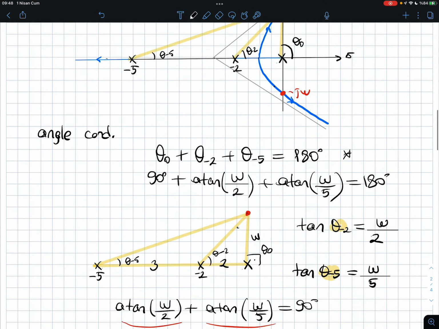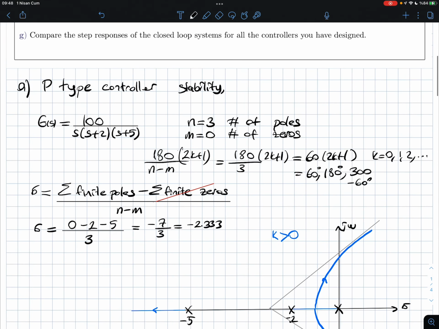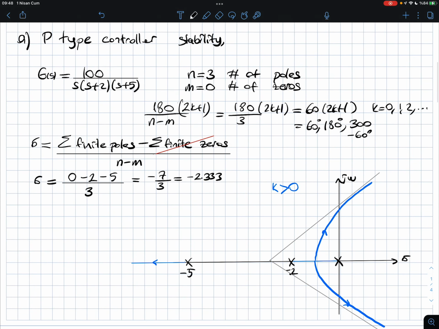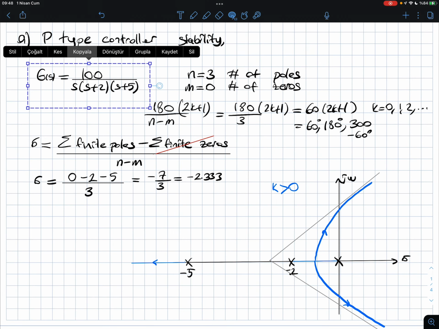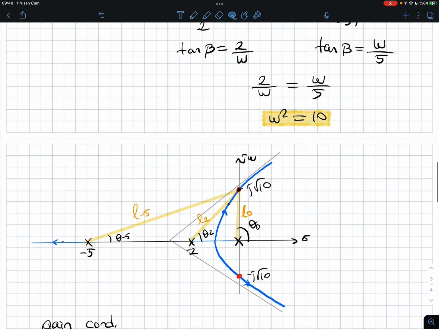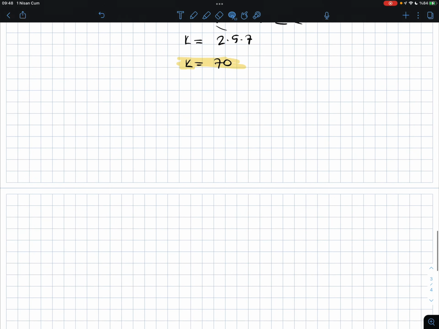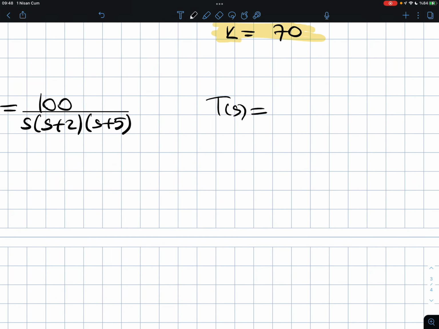Now, let me go up again. The system was looking like 100 divided by s plus 2 and s plus 5. Let me copy this again. And let's see, for gs equals this, what the closed loop looks like.